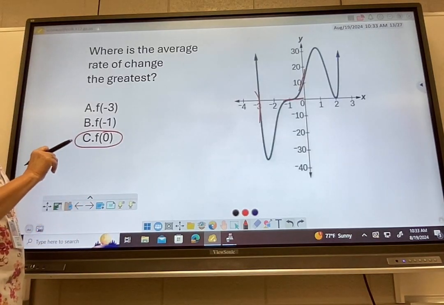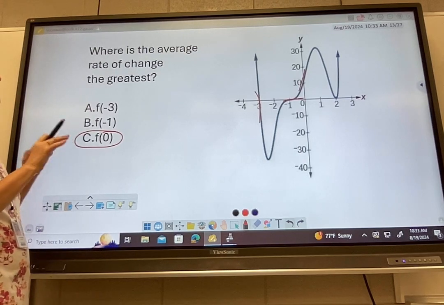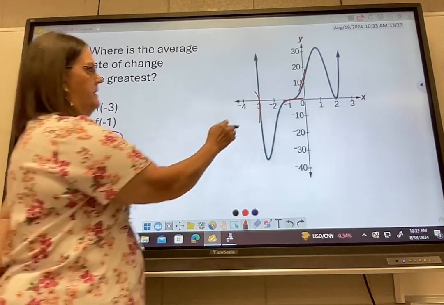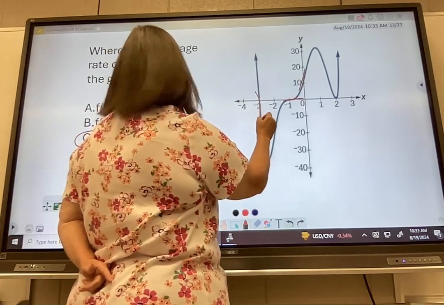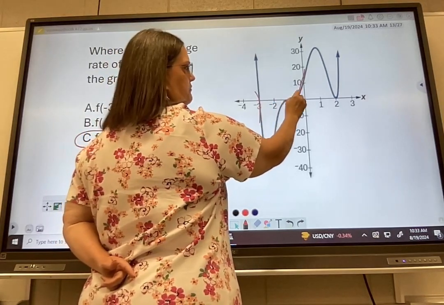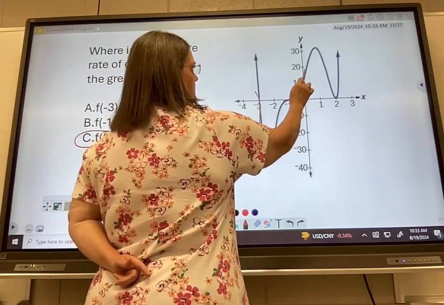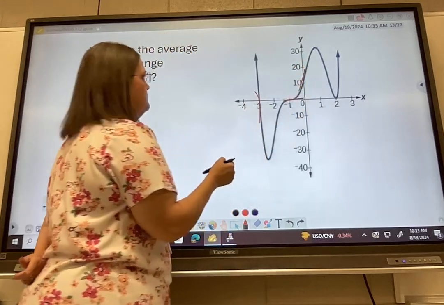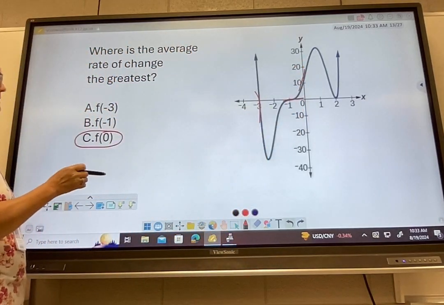Where is the average rate of change the greatest? Again, I took f of negative 3, so at negative 3, I drew myself a little line. F of negative 1, I drew another one. And at f of 0 right here, I did another one. And which one's the greatest? Well, the one that's going up, so f of 0.